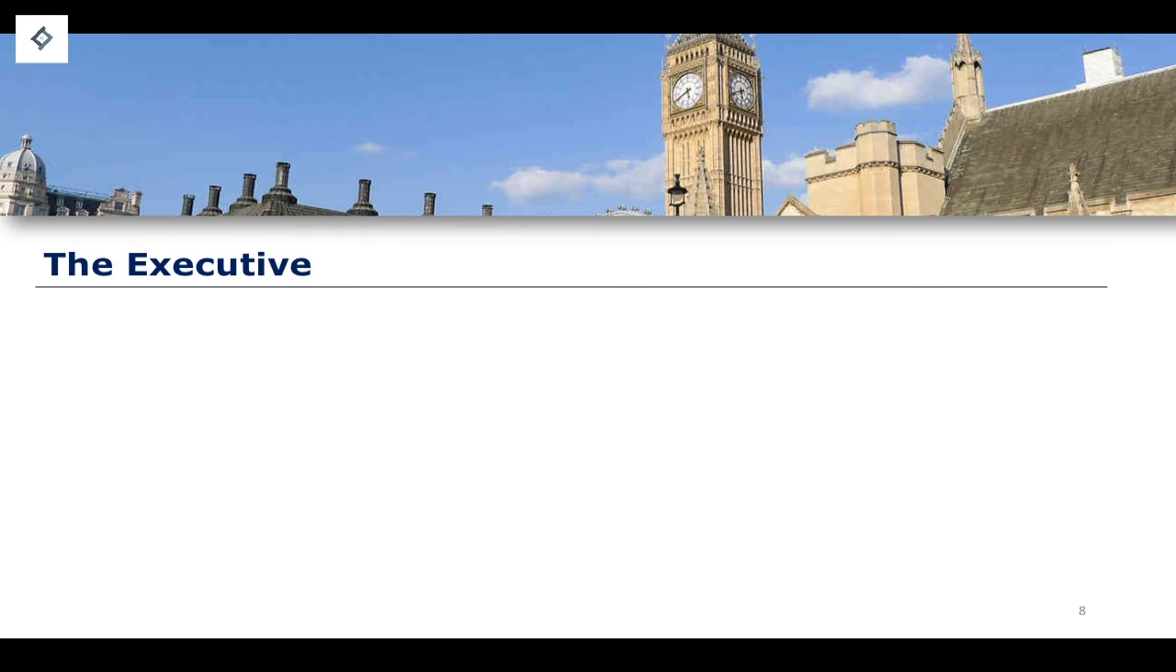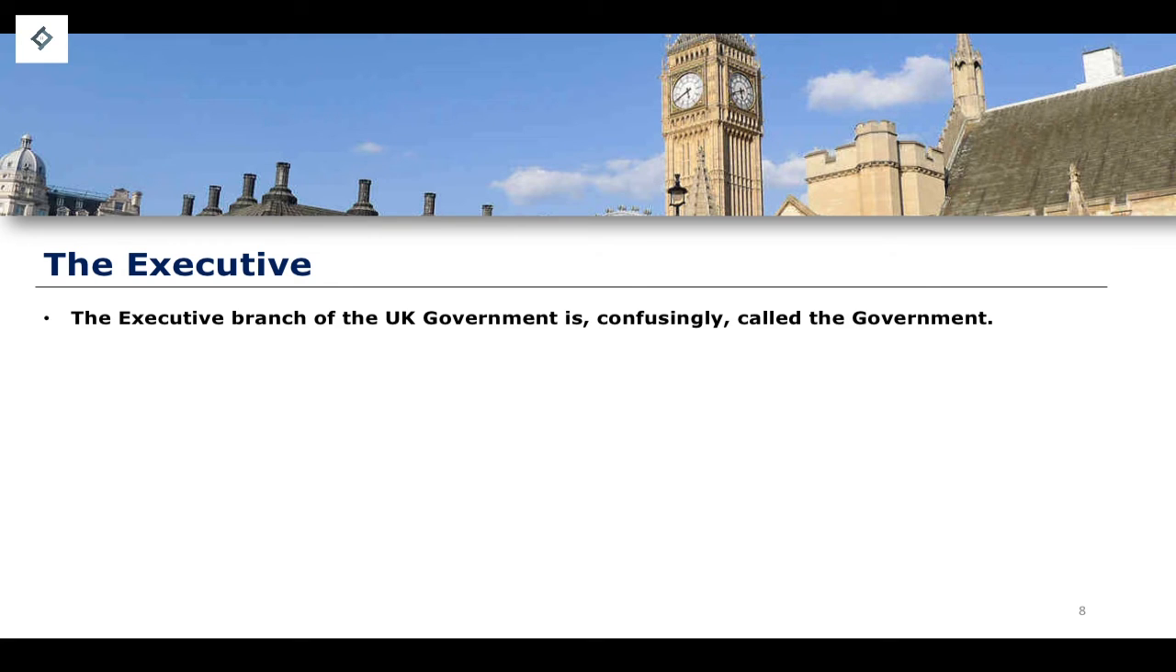Speaking of the government, let's think about the executive branch. The executive branch of the UK government is also confusingly described as the government. When we look at the House of Commons, for example, we make a delineation between the government and Parliament. And when we talk about the government in that context, we're talking about the executive branch. We're talking about the Prime Minister, the various other ministers of state, the various other departments of state, and if we're going to go even further, we're talking about the civil service and various members of the civil service as well.